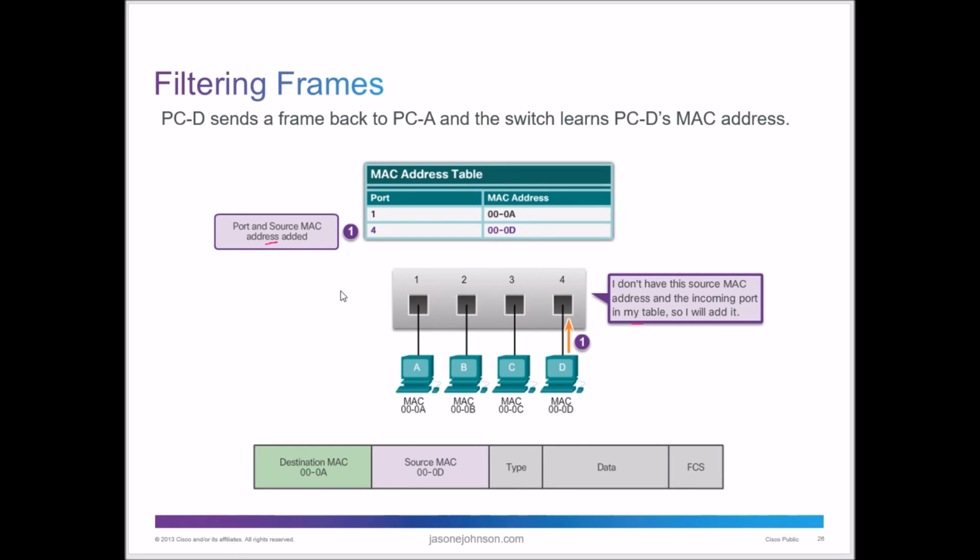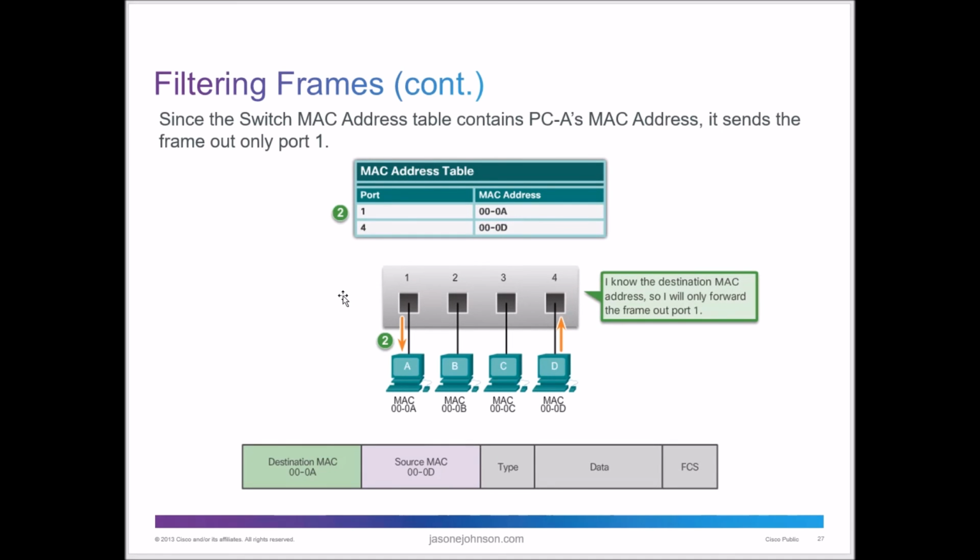And then filtering frames. It can filter a frame because the port and source MAC address are added onto the table. I don't have that source MAC, so it's going to add it on there. So then you're going to have the ability to build a table, and then it's going to be able to filter frames for you. So it does do some filtering. It doesn't do routing, but it does do some filtering.